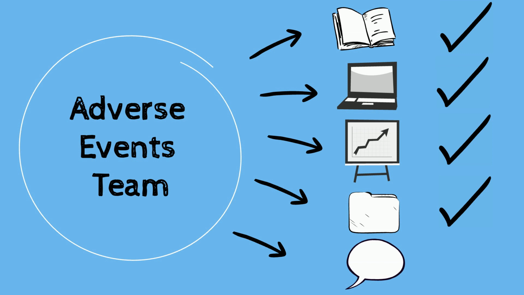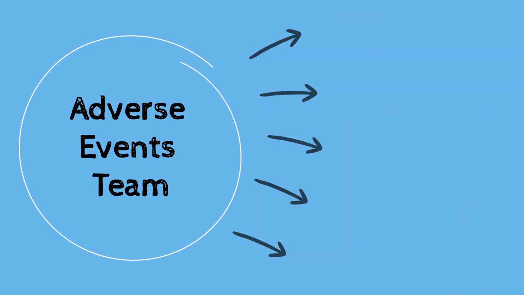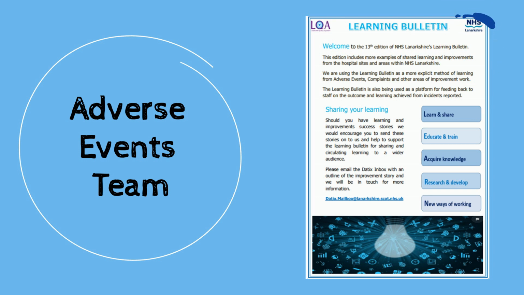We're involved in supporting the sharing of lessons learned from adverse events across the organisation, and one of the ways we try to do this is by using the Learning Bulletin as a vehicle of communication, which is produced quarterly and circulated throughout the organisation. You may already have seen a copy of this, but if not, and would like to, please get in touch with us and we'll be happy to share these with you.